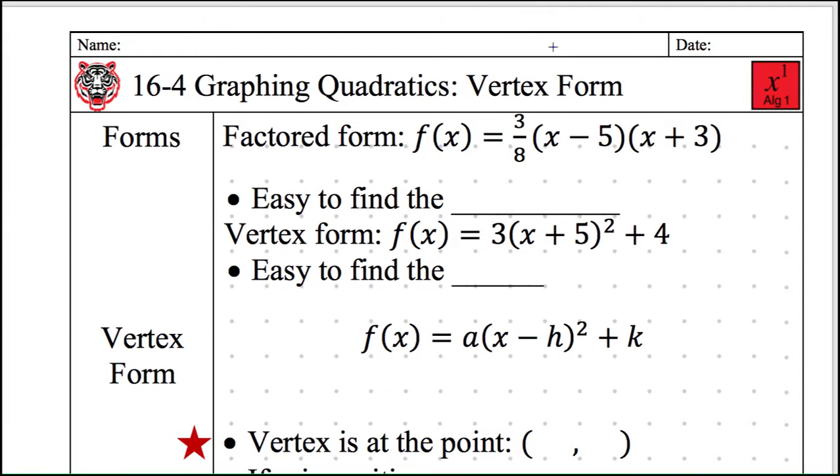All right, we are in Algebra 1, Lesson 16-4. Today's date is Wednesday, April 24th, 2019. We're talking about vertex form today.